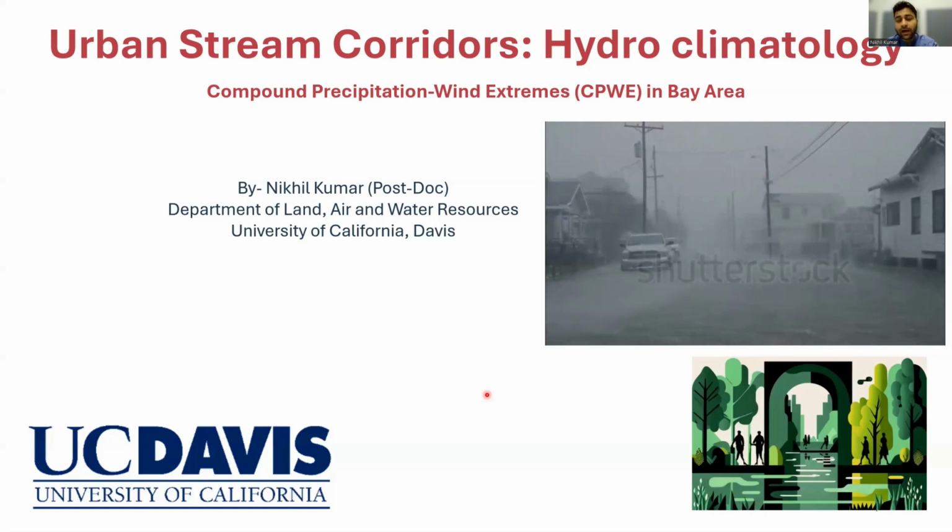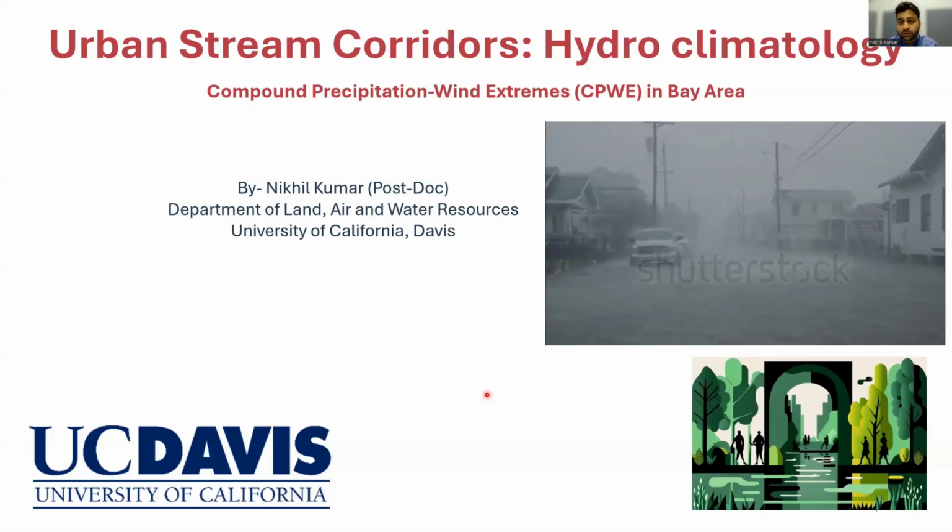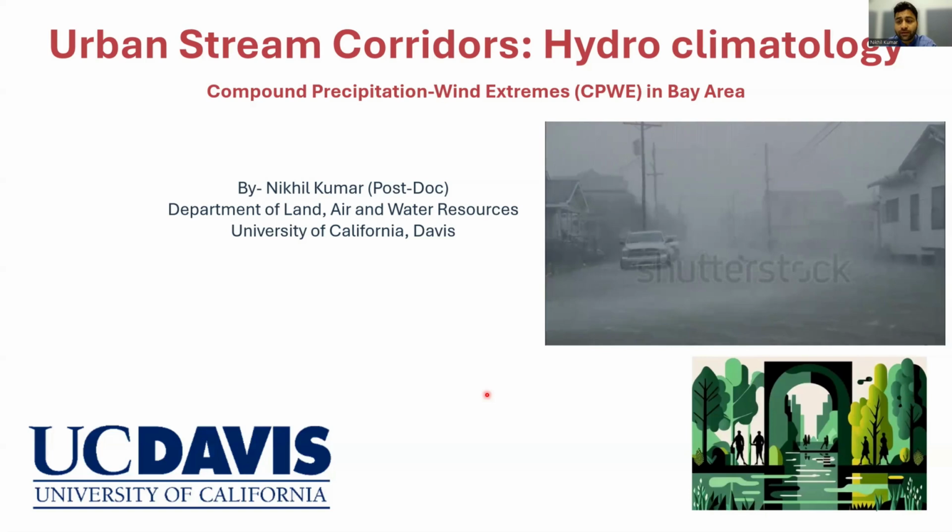Hello everyone, I'm Nikhil. I'm a postdoc in the project Urban Stream Corridors and I am handling the hydroclimatology part of the project. So today I will be sharing our methodologies and findings on compound precipitation wind extremes in the Bay Area.